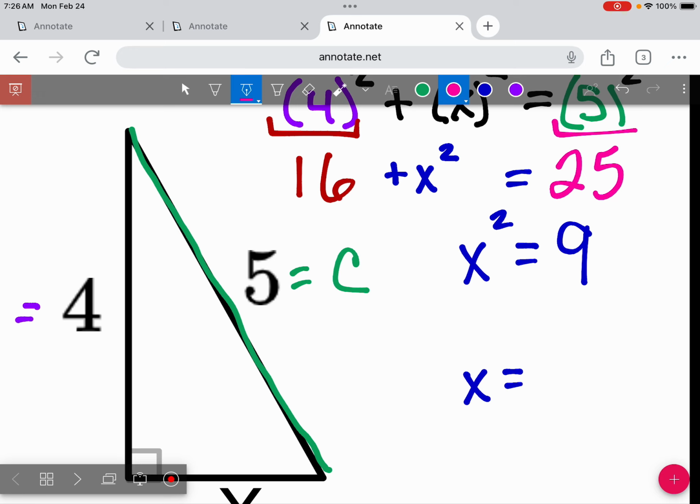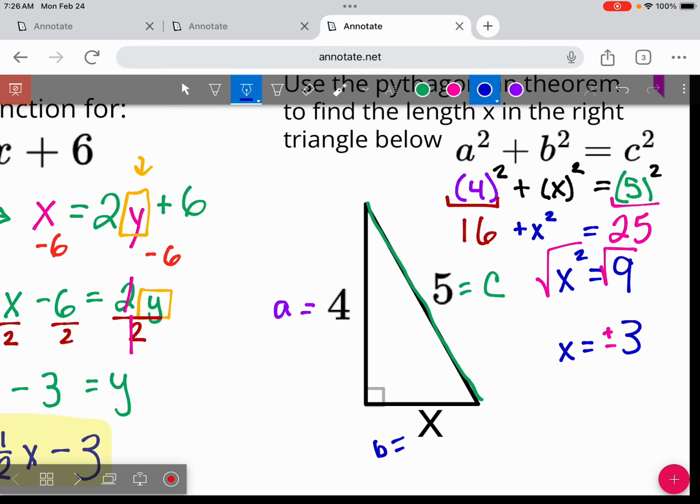I was going to say, because what we're doing is we're square rooting both sides. Normally when we square root both sides, we will put on the plus or minus for our 3. But can I have the length of a triangle be negative? No. I can't measure a negative side.